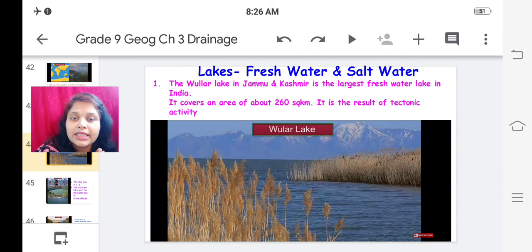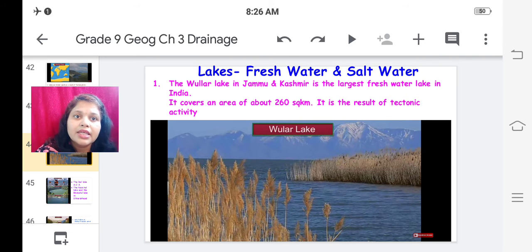Now, lakes are of two types, freshwater lakes and saltwater lakes. We'll study them one by one. First, let us deal with freshwater lakes. The first example of a freshwater lake is Wular Lake.